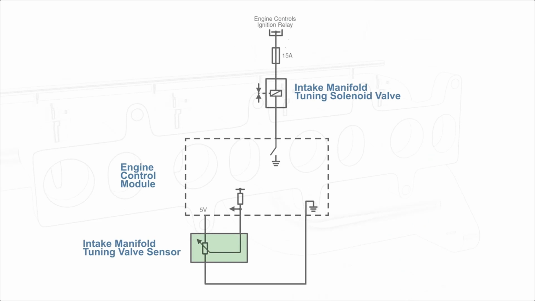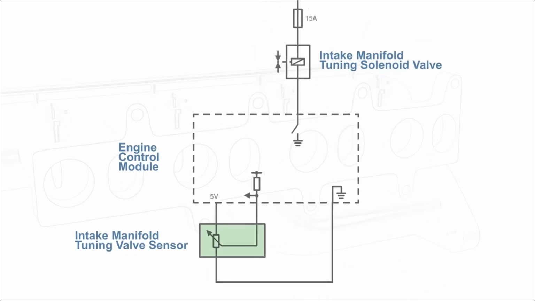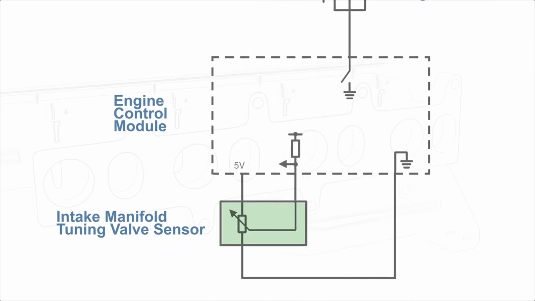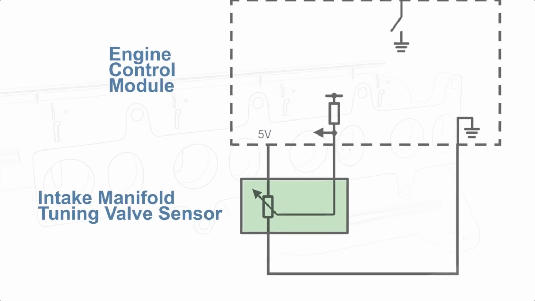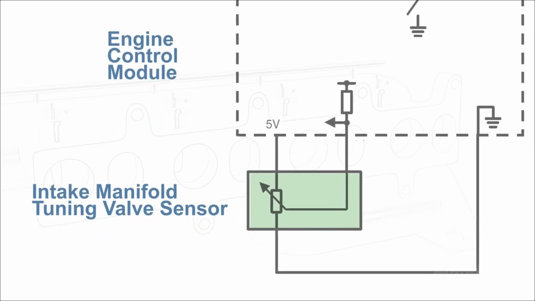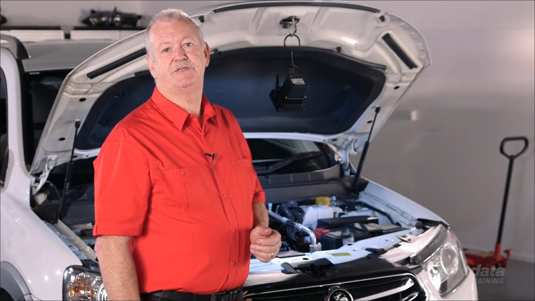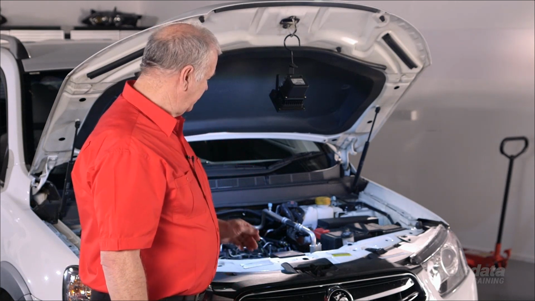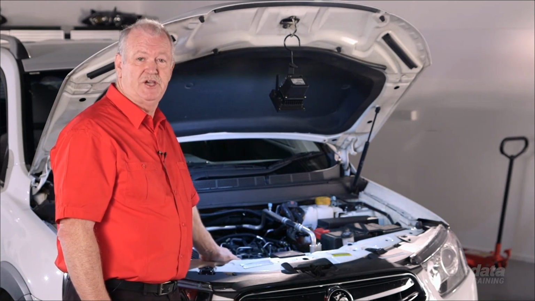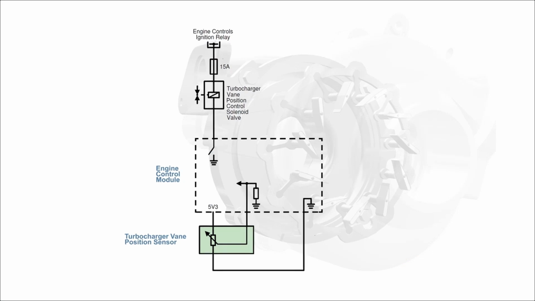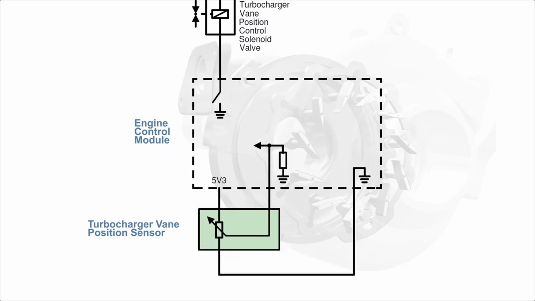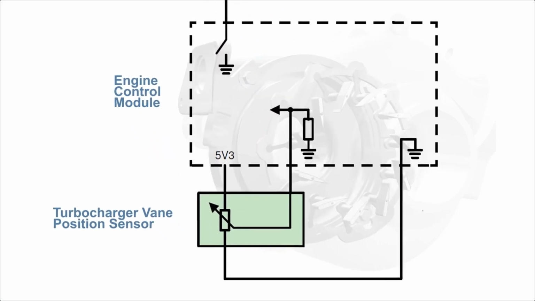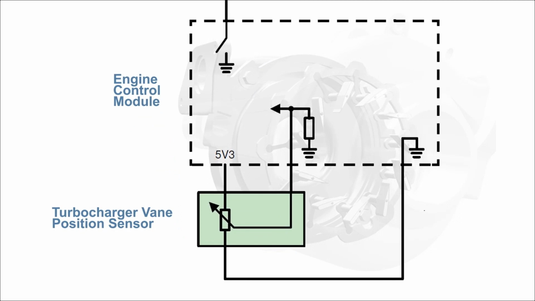The position of the port deactivation or swirl control is sent to the ECM from the intake manifold tuning valve sensor. This is a 3-wire sensor containing a variable resistor. Vehicle speed is obtained from the high-speed bus. This engine uses a variable vane turbocharger. The vane position is reported to the ECM by the turbocharger vane position sensor.